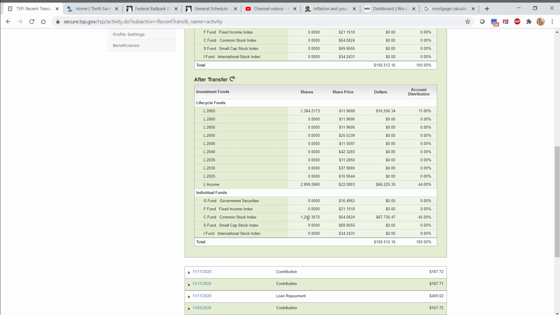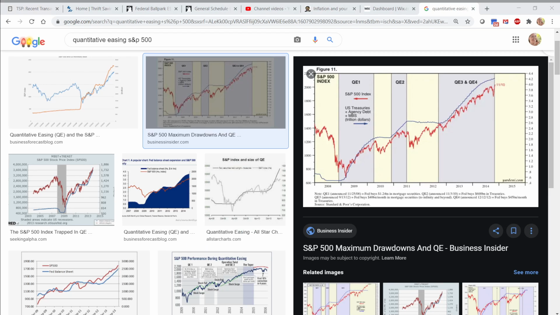That's the reason why I went into the C fund now, when someone could actually argue that the market is at its peak: quantitative easing. So what is quantitative easing? Quantitative easing is a fancy word for printing money.